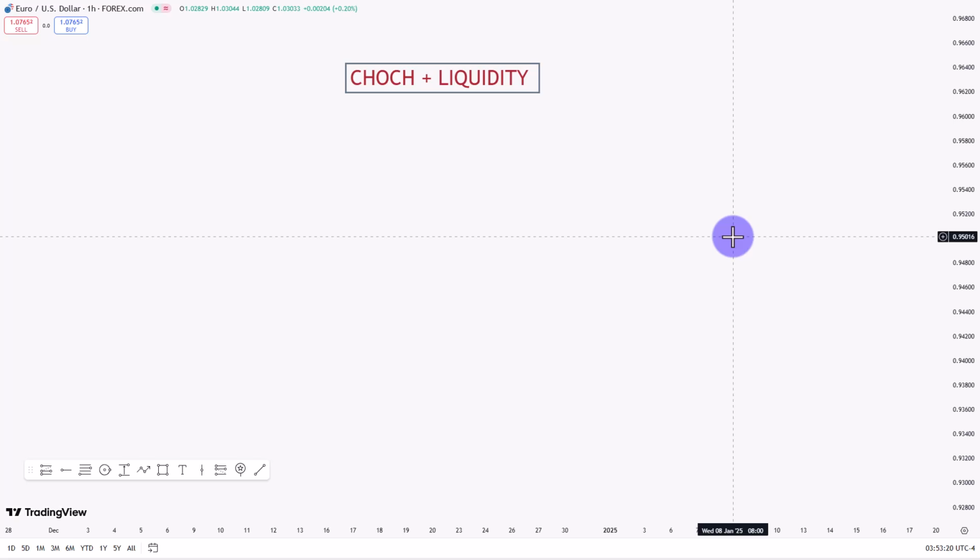Today I'm going to be introducing you guys to an amazing price action strategy that's going to make you a lot of money if you learn this concept. It's actually the concept of blending market structure and liquidity.